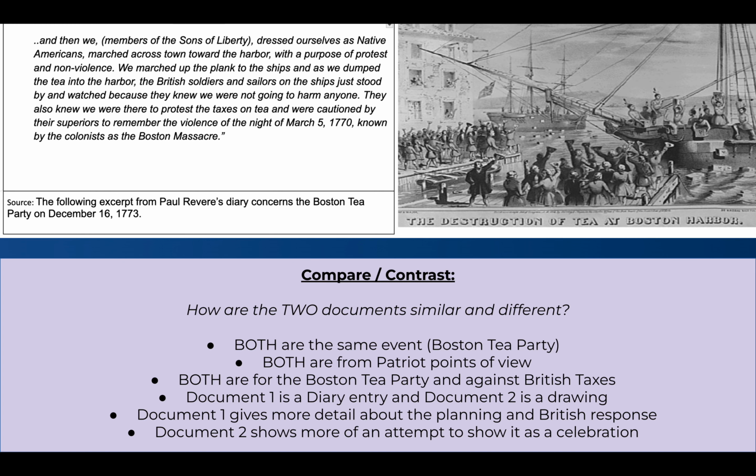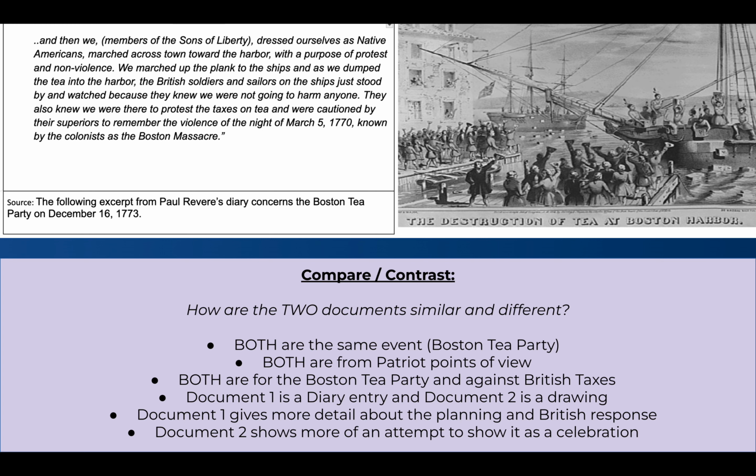Both are from the Patriot point of view. One is Paul Revere. One is clearly in some kind of Patriot newspaper. They're both in favor of the Boston Tea Party and against British taxes. If you read through them or look at it, you can definitely see that Paul Revere is on the side of the Sons of Liberty, and this drawing shows the Boston Tea Party as some kind of celebration, as a heroic thing. But then that brings us to some of the differences.